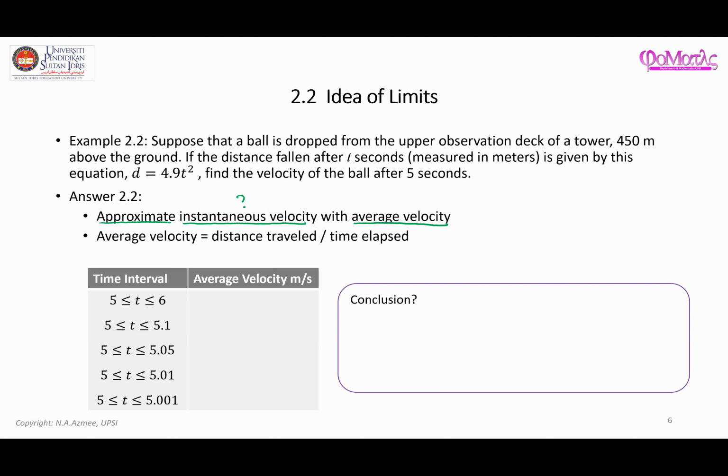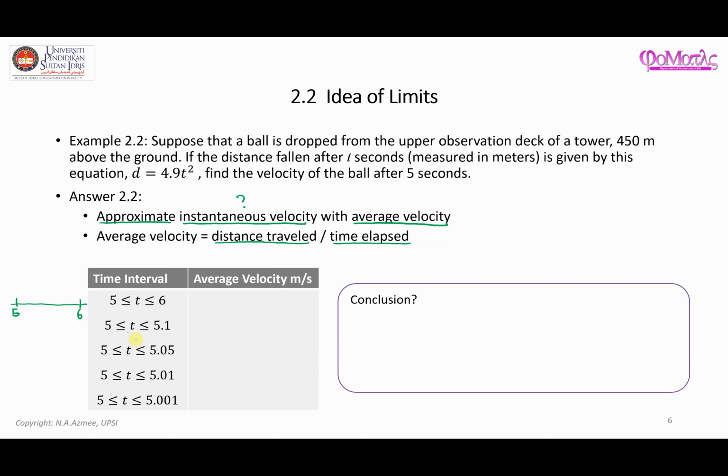Like I said earlier, average velocity is very simple. It is just finding the difference between the distance traveled over the time elapsed, or the difference between the time. Based on this table, you can see there are different kinds of time intervals. For the first one, the time interval is between 5 and 6. If I sketch the representation, maybe it looks like this. This is from 5 seconds to 6 seconds.